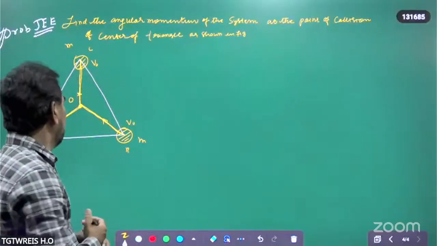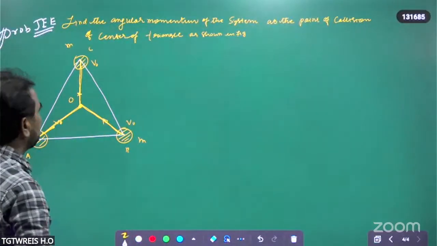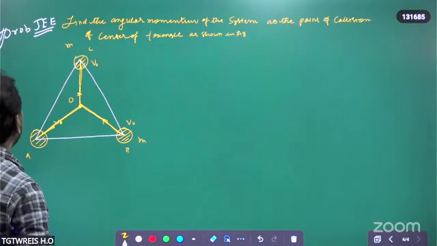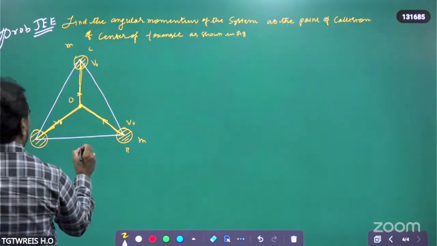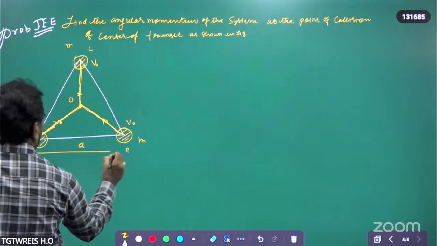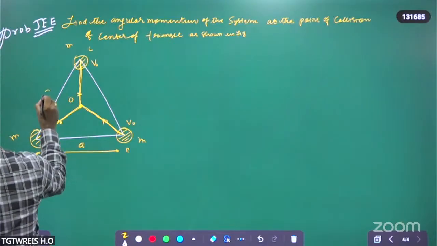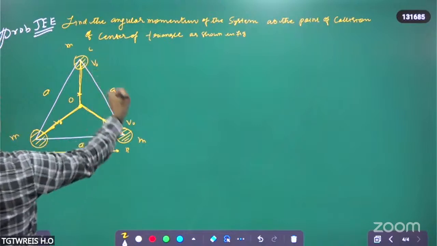Okay, so what is the side of the triangle? The side of the triangle was not given. Let's take it as an equilateral triangle, so each side has length a.